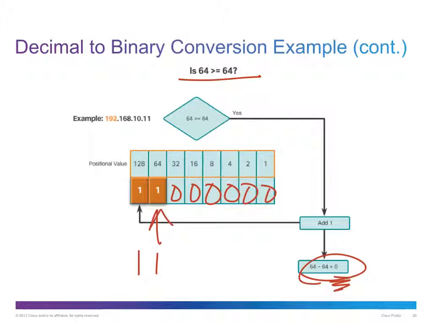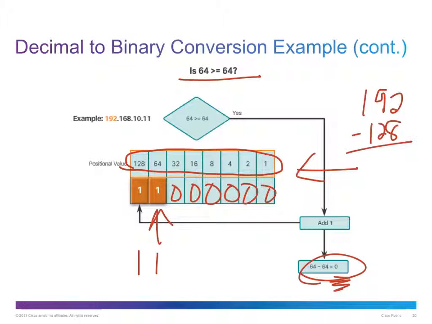Again, this too might seem a little complex at first, but when you have your chart and you just work your way through and subtract, you can go 192 minus 128. Now you have a 64, so we take a 1 there for the 64. We already took this one for the 192. 64 minus 64 is 0. Then you know you're done, and all the rest of them are zeros.